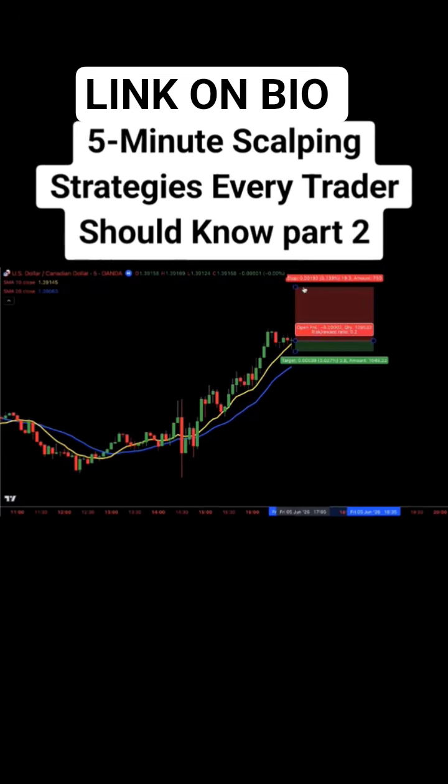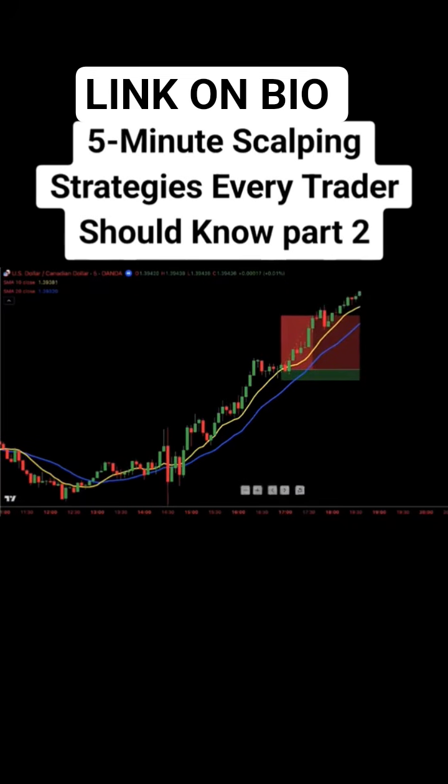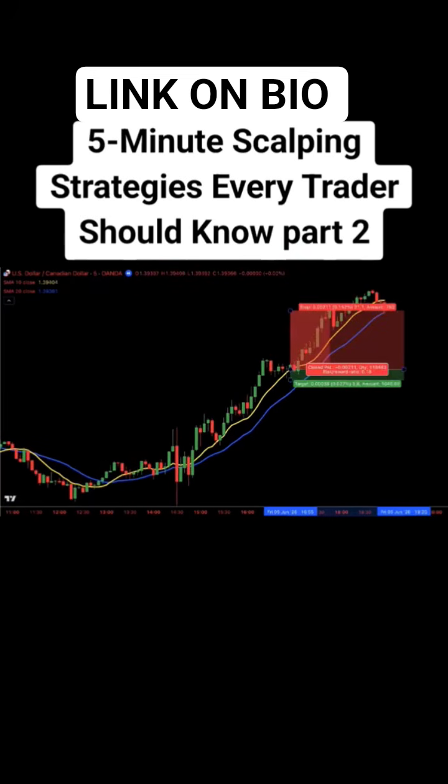Now, look at what happens next. As you can see, the market continues moving higher before eventually closing below the 10 simple moving average. That's where we exit the trade. This setup produced an excellent 1-to-5 risk-to-reward ratio. Now, let's look at another chart example.